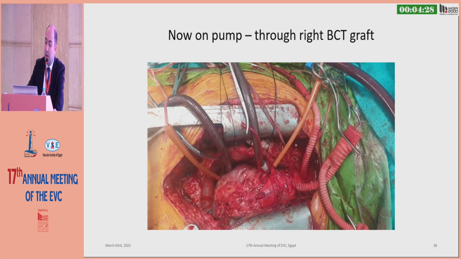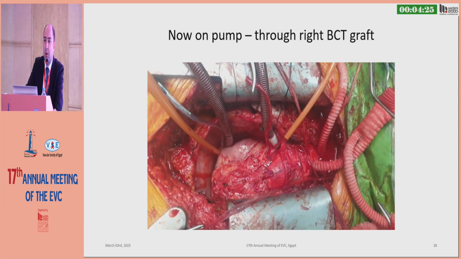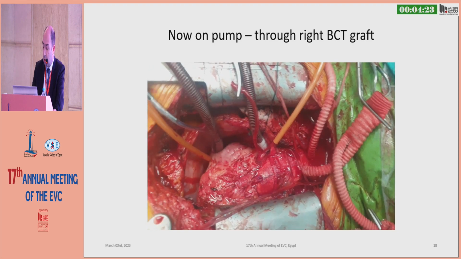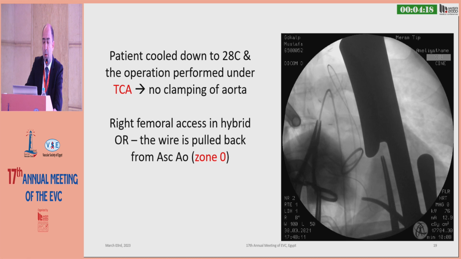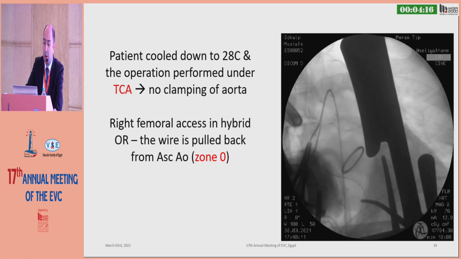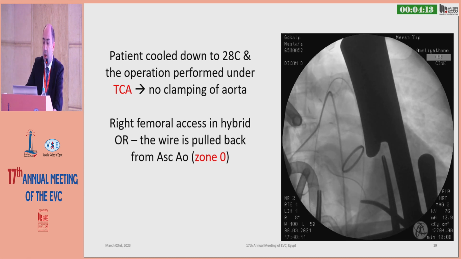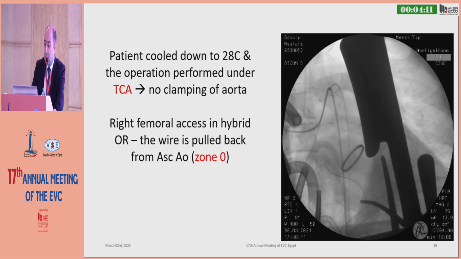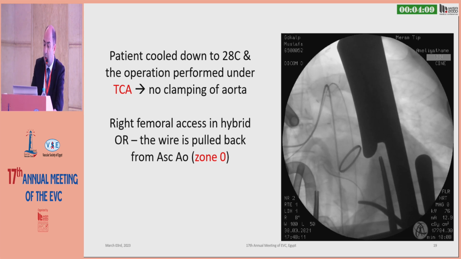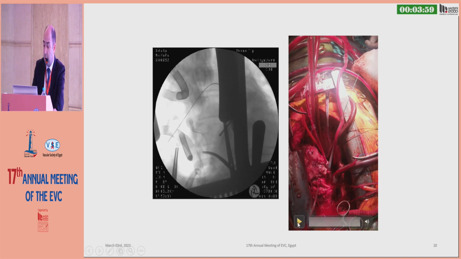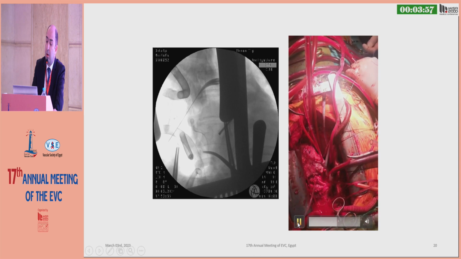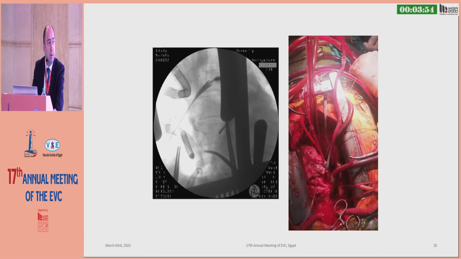So we decided to go on pump and cannulated the patient. We went into circulatory arrest, TCA. We cooled the patient to 28 degrees Celsius to avoid clamping the aorta. Right femoral access in the hybrid OR, and the wire is pulled back from the hole we made in the ascending aorta from zone 0. Then we directed our catheter from the hole that we created.